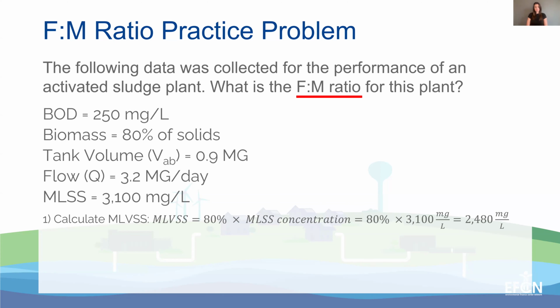So if you remember, the way we calculate that is we take that percentage and multiply it by our MLSS concentration. So the biomass is equal to 80% of our solids. The solids is at 3,100 milligrams per liter. So we multiply 80% times my MLSS concentration, and 0.8 times 3,100 is going to be equal to 2,480 milligrams per liter.